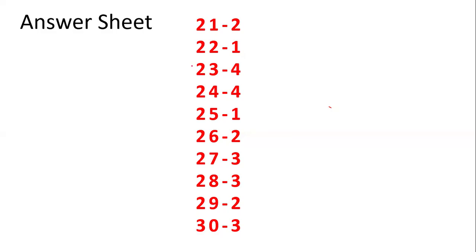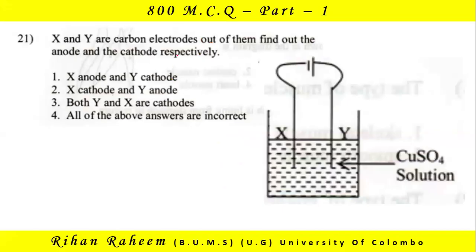Okay, then let's move on. Question number 21. X and Y are carbon electrodes. Out of them, find out the anode and cathode respectively. This is known as electrolysis. There is a positive terminal and a negative terminal. This is the positive terminal. This is the negative terminal. Easy method. You all don't need to know the electrolysis lesson, but I will tell you an easy method.